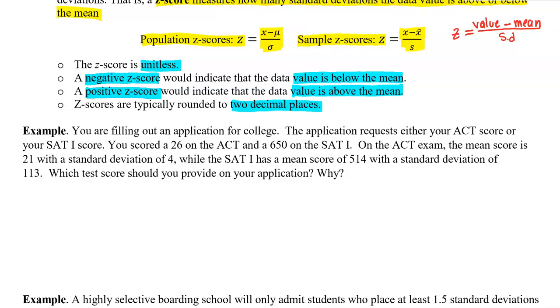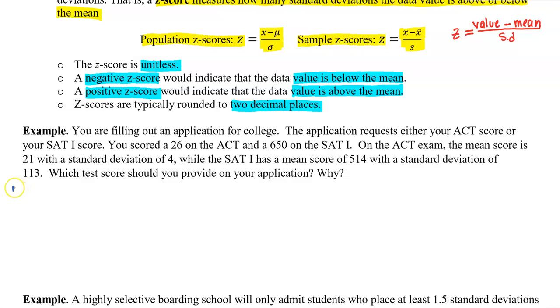So at the end of the day, you would want to provide the one that is above the mean, right? And the further above the mean, the better. It means you did better than the average. But to know which score is higher above the mean, we have to find the z-scores to be able to compare them because, as you can see, they're measured on different scales. Let's organize the information first.